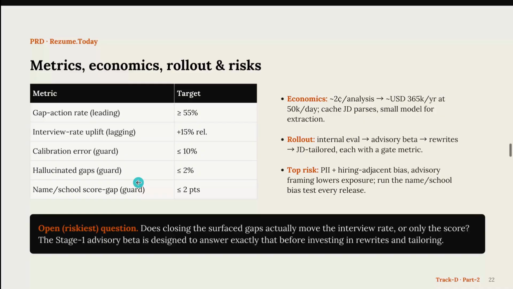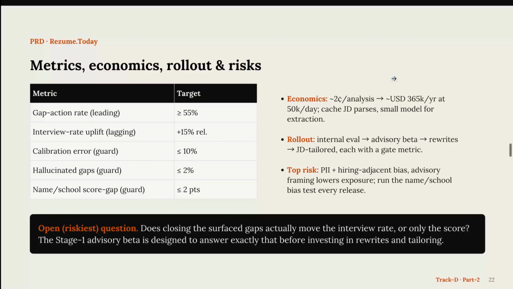Economics, we already calculated. If it is 2 cents per analysis, with 50k requests times 365, how much will it come to for a year? Rollout: we'll do an offline evaluation, then an advisory beta, then we will rewrite it manually and then do a JD-tailored version, each with a gated metric.